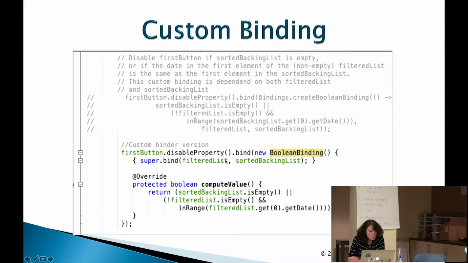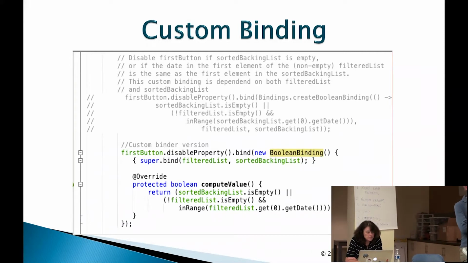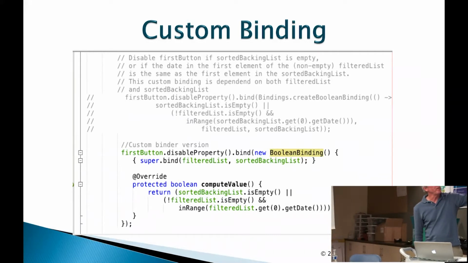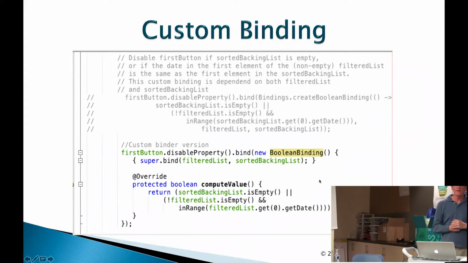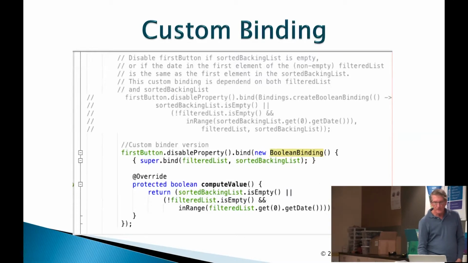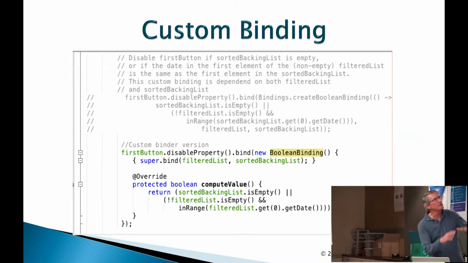Okay, so when you look at this, you could see that the structure of this is completely different than the other things that you saw. The bind is still there, right? So you're taking the disable property of the first button and you're binding it. But now you're using an anonymous inner class, right? So with the new that you're seeing there, okay? So what you're doing is you're creating that anonymous class, and then you make a call with super to the binder and you give it the dependencies. In other words, when the filtered list changes or the sorted backing list changes, I want a callback, and the callback is to override the compute value.